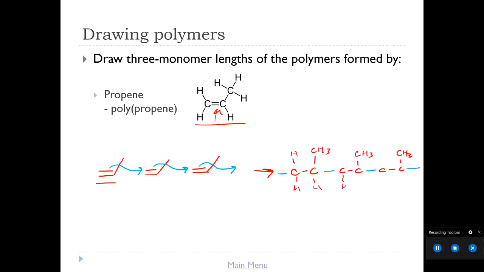Okay, so this is the process of drawing a monomer. Now, what you also have to include, so this is an example of drawing it with 3 units, are square brackets around this. And you put an N down at the bottom right, and that means that this is repeating over and over again for some amount of time. Okay, so that's one example of propene.